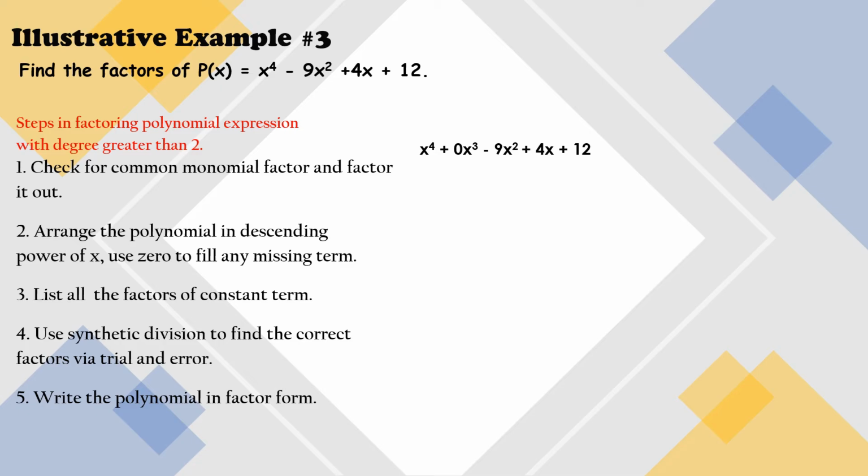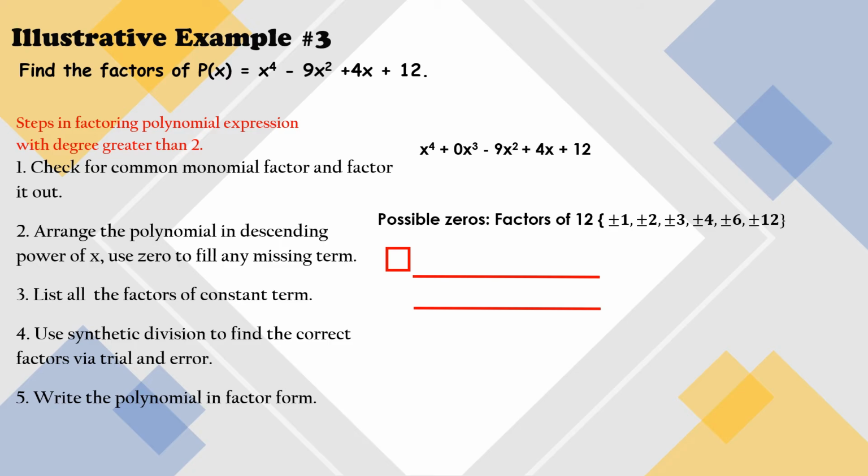Then after this, we list all the factors of the constant term. Our constant term here is positive 12. So the factors are positive negative 1, positive negative 2, positive negative 3, positive negative 4, positive negative 6, and positive negative 12. Step 4, use synthetic division to find the correct factors via trial and error. So we're going to set up our synthetic division. So we will have 1, 0, negative 9, 4, and 12. So our aim is to have the last digit on the third row equals 0.